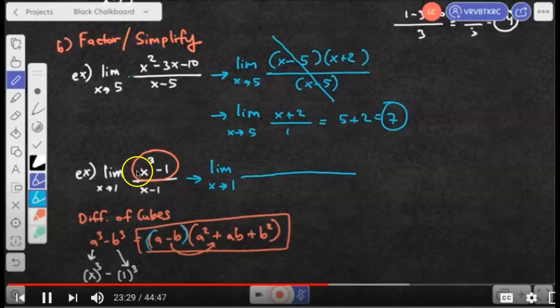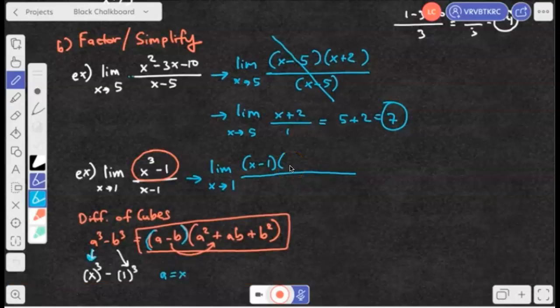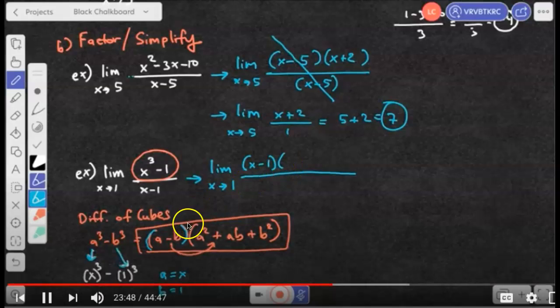So instead of a, we're going to write x, and instead of b, that's a 1. So it's going to be x minus 1. Then it's going to be x squared, because x represents a. As you can see in the writing at the bottom in blue, I'm just letting you know what's a and what's b. So a is x, so x squared minus 1x, because you're multiplying a and b, so 1x, plus, always plus, and then the 1.